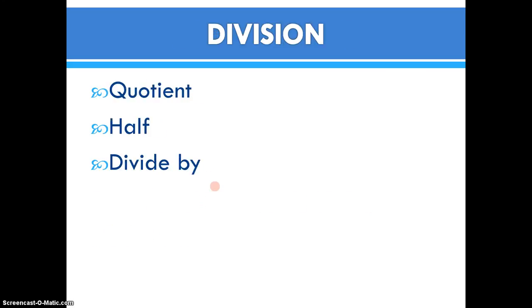Division. You have quotient, half, divide by. So that's only three, and just looking at some of the words we use there, it would be very important to know a couple more. So if you think of some, write it down and get ready to share with the class.